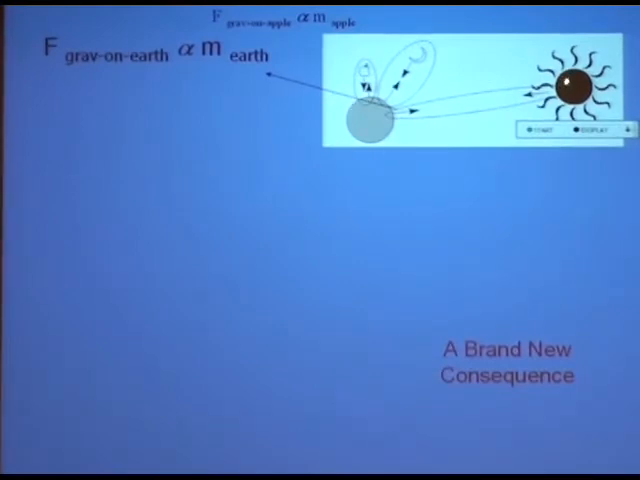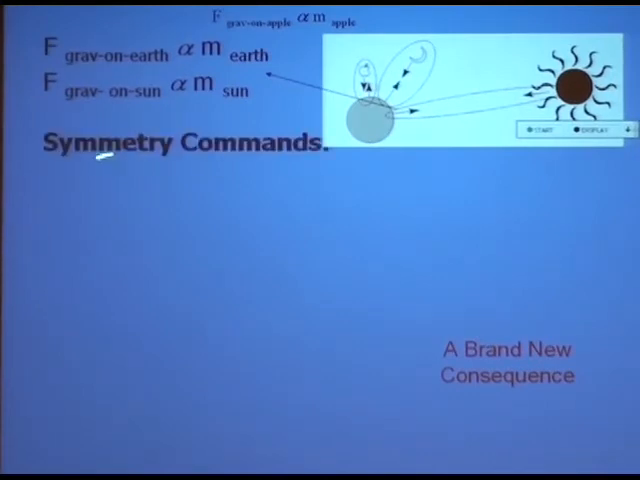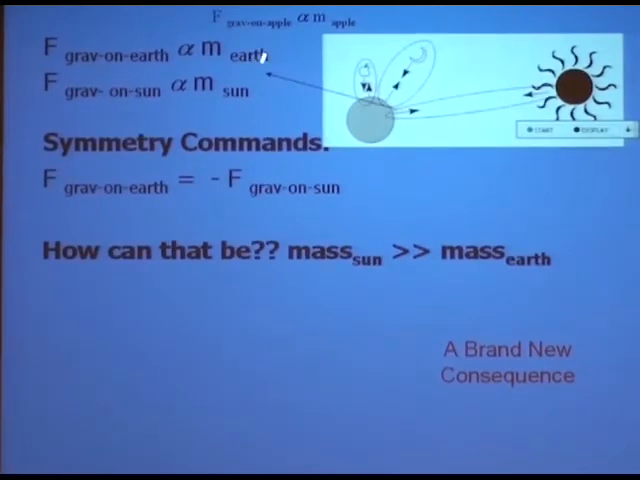So the force of gravity that the sun has on Earth is proportional to the mass of the Earth, similar to this picture here. Now, let's use this law of action and reaction to say that the force of gravity that the Earth exerts on the sun must then be proportional to the mass of the sun. So I write that down. And symmetry commands that these two forces should be the same in magnitude and opposite in sign, right? But the mass of the Earth is so much smaller than the mass of the sun. So how can these two forces be equal?